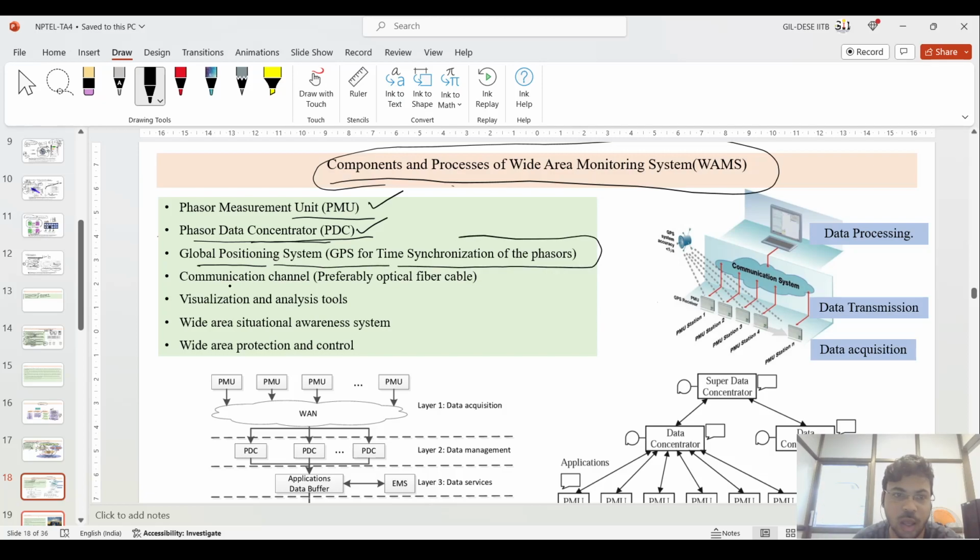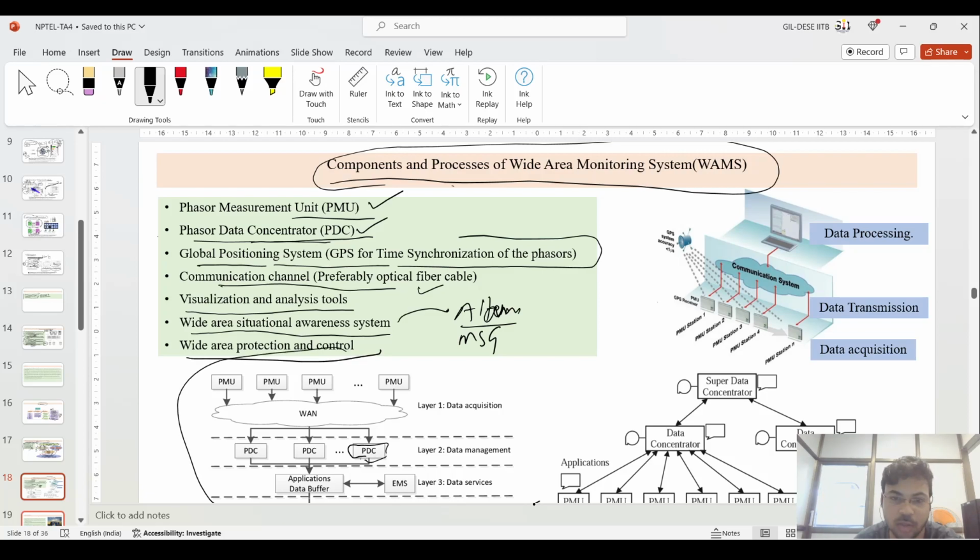And you have a synchrophasor system, that is a GPS-based technology for the time synchronization of all the phasors. And you have the communication channel, which is optical cables. The data from these PDCs is transferred to the further level for processing and control. Visualization and analysis tools are also there, and wide area situational awareness, where through alarm or any other message-based system information can be given, and the wide area protection and control, which is the last step.